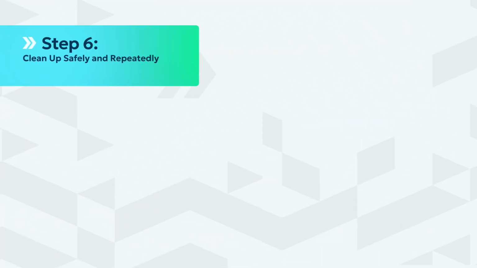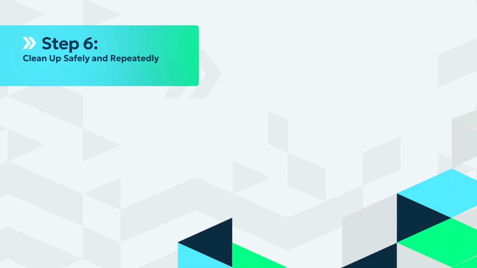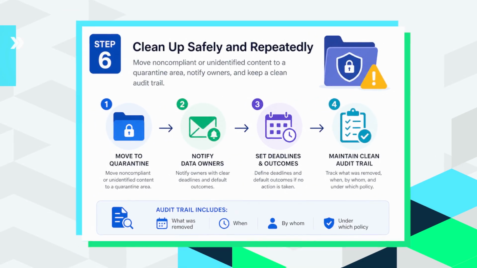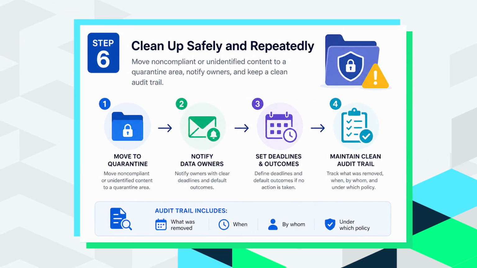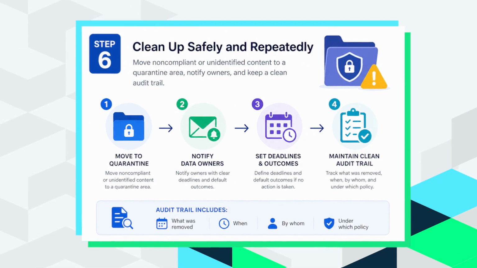Step 6. Clean up safely and repeatedly. Next, move non-compliant or unidentified content to a quarantine area. Notify data owners with clear deadlines and defined default outcomes. Then maintain a clean audit trail. What was removed, when, by whom, and under which policy.